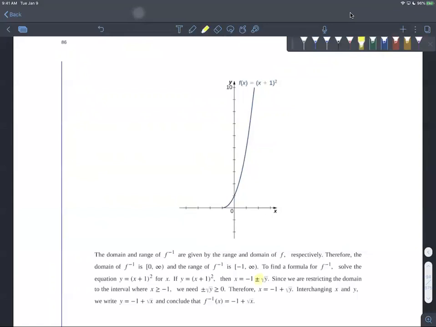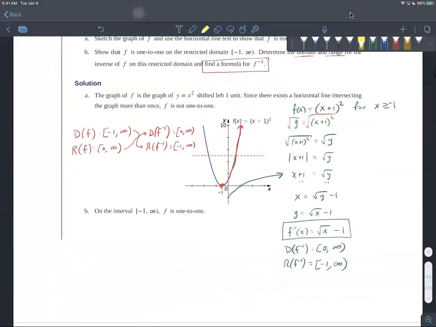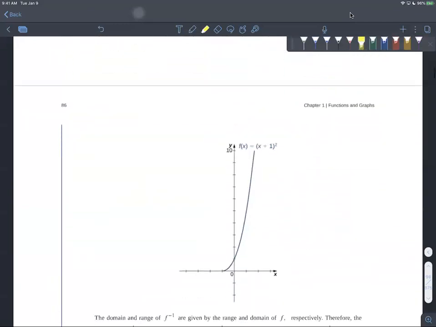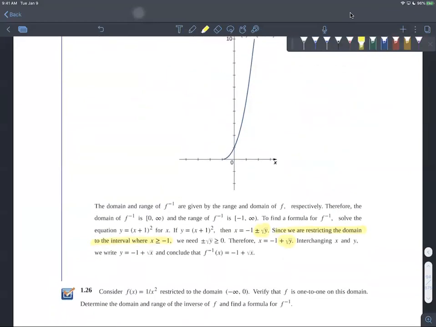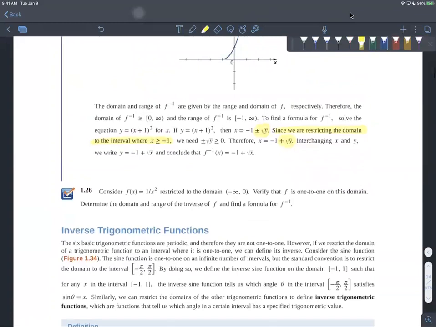y. So notice here they actually put plus or minus the square root of y, but they say since we are restricting the domain to the interval where x is larger than or equal to -1, we need the plus or minus the square root of y to be larger than or equal to 0. So we only choose the positive part of that. And we did that earlier when we said we had the absolute value of x+1, and it ended up just being the positive square root of y. We did not have to put a negative there. Yeah, and so they got the same result. All right, very good.